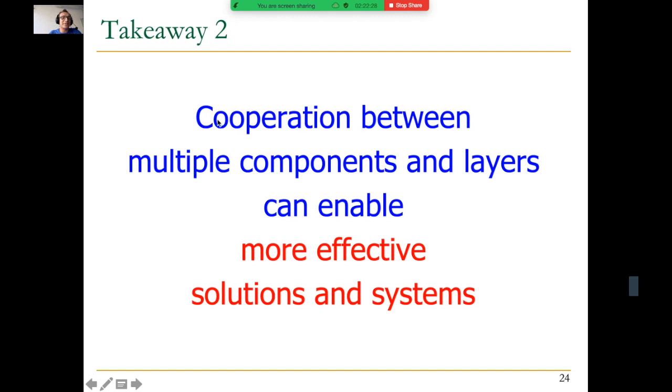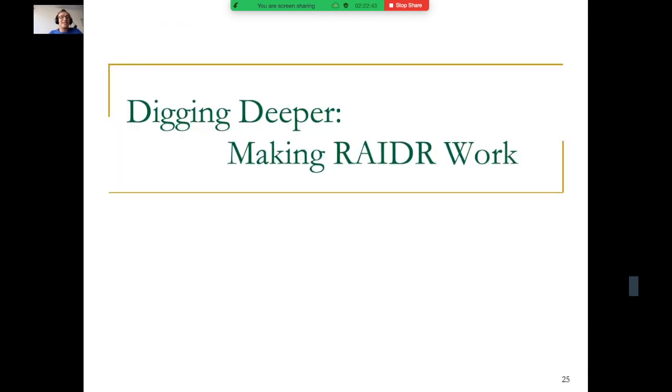Okay, and the second takeaway is something that I've said, but I've never put down into words over here. Cooperation between multiple components and layers can enable more effective solutions to systems. And I think I've given you many, many examples of this and many, many idea directions also. So in the remaining time, let me dig deeper.